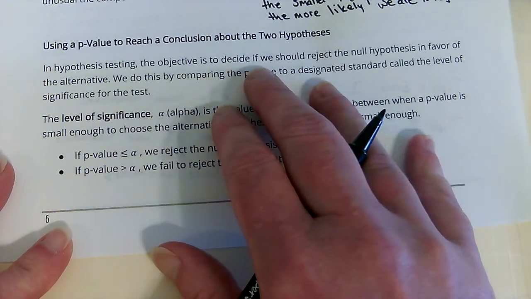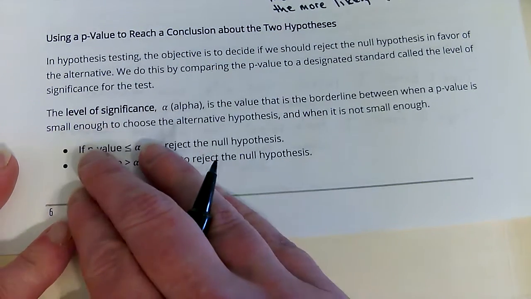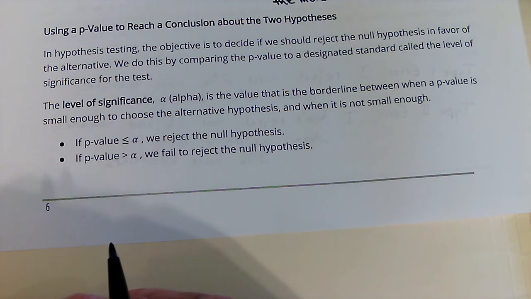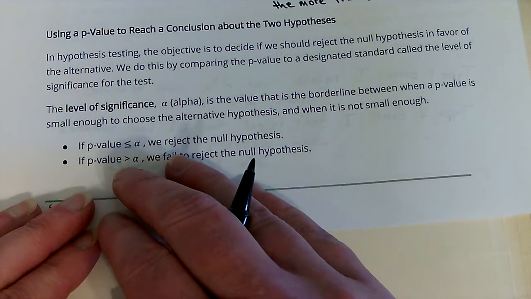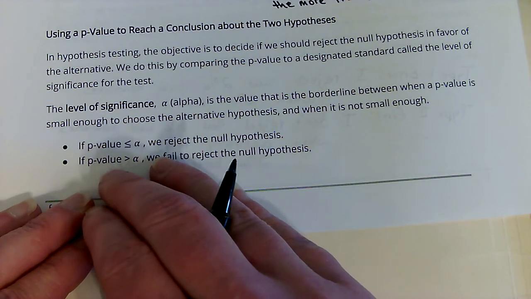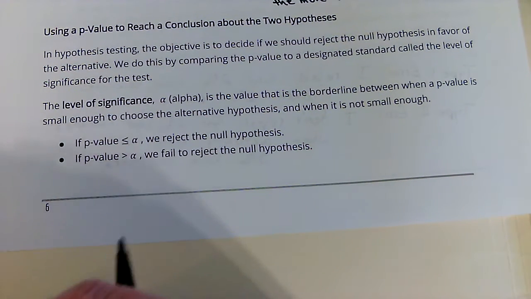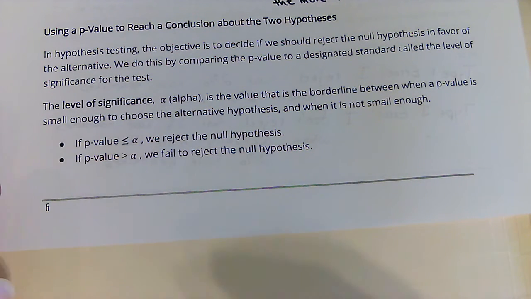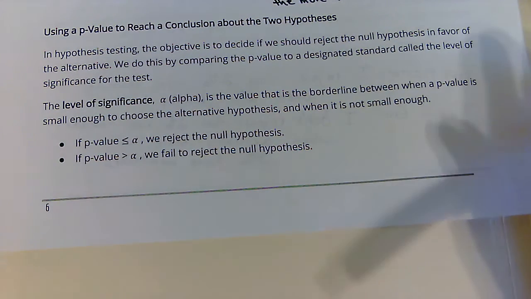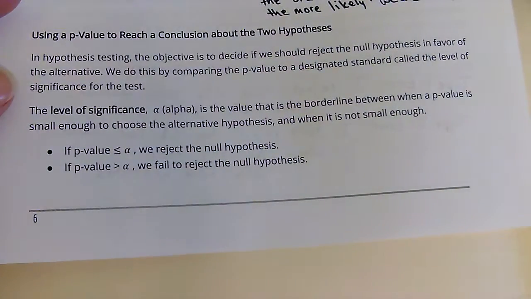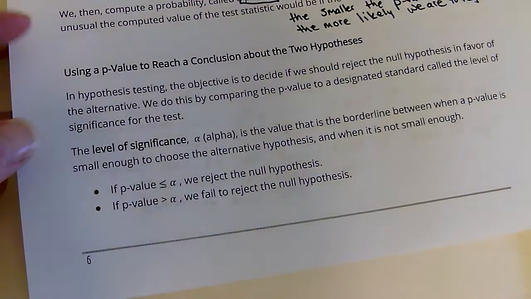So we have to decide whether to reject the null hypothesis or not. To decide this, we're going to use what is called a level of significance. It's a value that we compare our p-value to. If our p-value is smaller than that, then we reject the null hypothesis. If the p-value is bigger, then we fail to reject it. We're saying it's probably true. Okay, so that's how we're going to analyze it. We're going to compare it to this mysterious alpha, and we'll talk about how we get this alpha in a second. Let me get my next page.